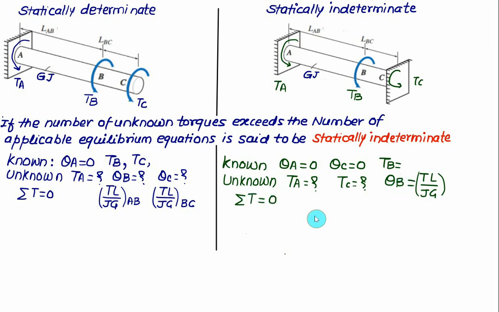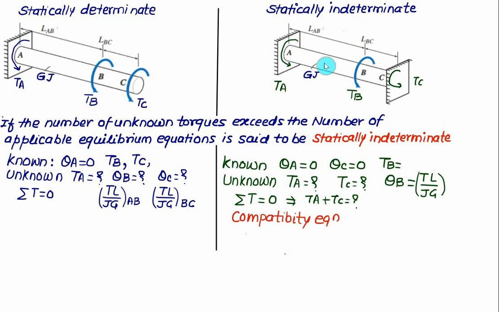Maximum two equations we can form here, that is theta B and the total summation of torque equal to 0, and we have three unknowns. So this equation will give you the sum of TA plus TC. Three unknowns and two equations, the problem is not solved. So in this case you have to use the additional equation called the compatibility equation.